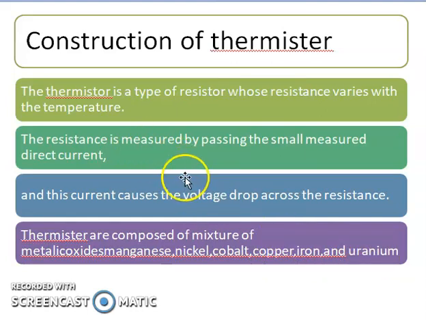Here, when the temperature increases, at that time the resistance also changes due to the small current present in the thermistor. There must be a voltage drop which is directly proportional to the resistance. Thus, we can convert the temperature into voltage.